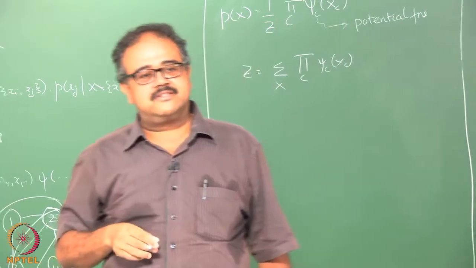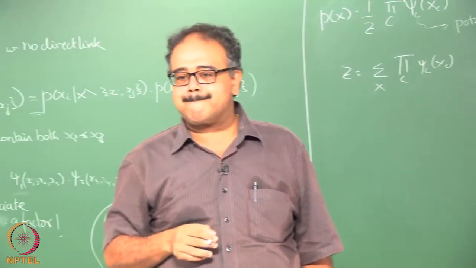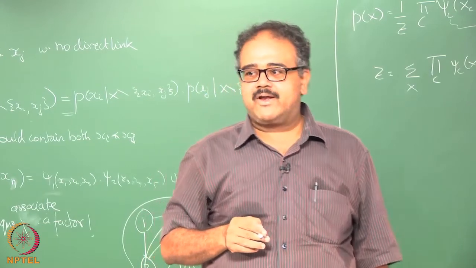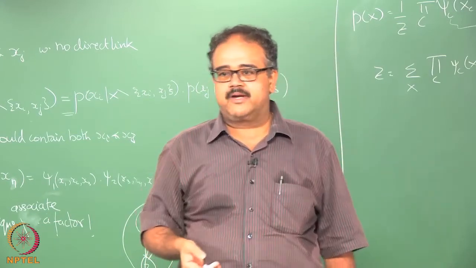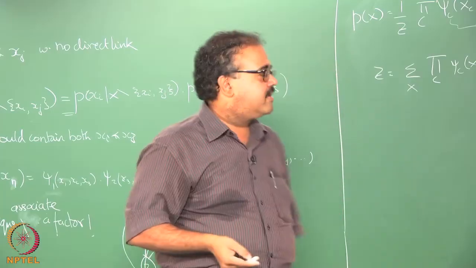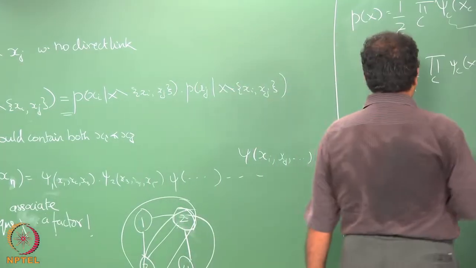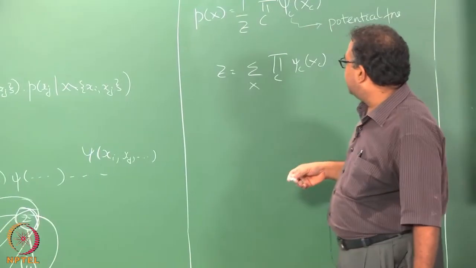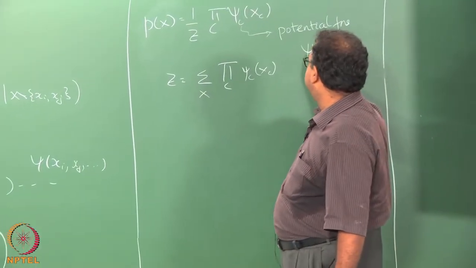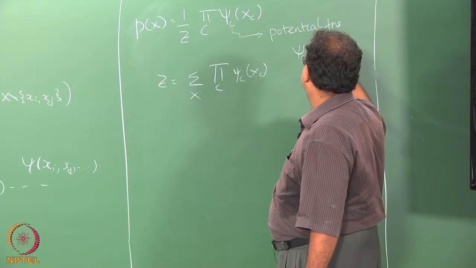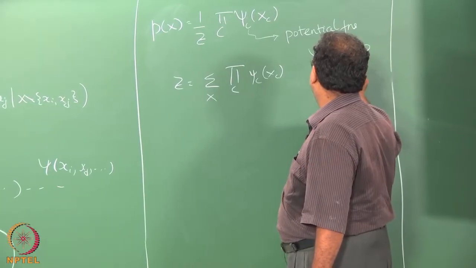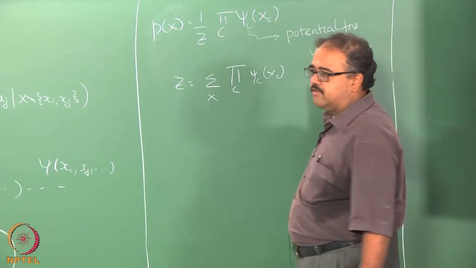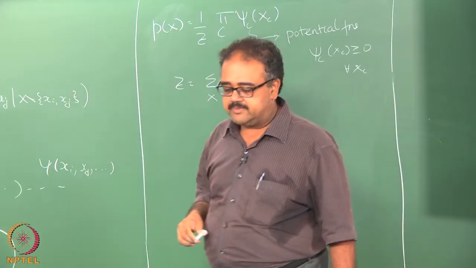Yeah, okay, that is a good question. Does psi have to be positive or non-negative? Non-negative. So it is okay for me to have 0 probability for some configuration. If psi is non-negative, then that is all the condition I need. So the only condition I need is that for all values that xc can take, psi has to be non-negative.